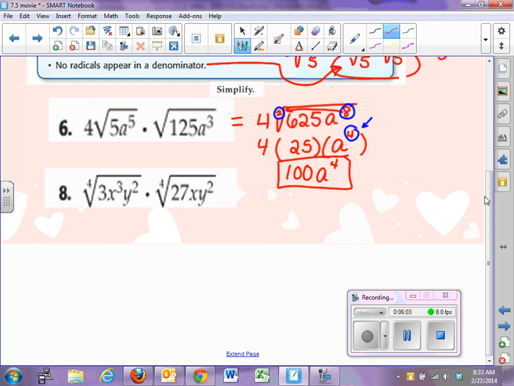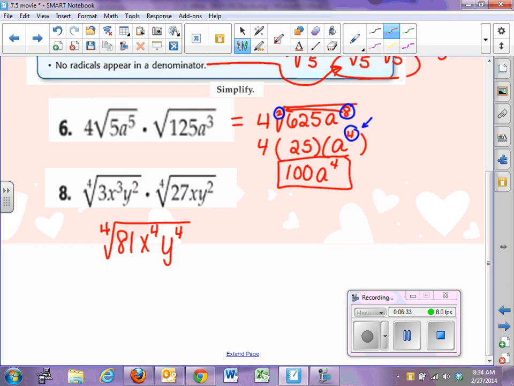The problem is the 4th root of 3x to the 3rd, y to the 2nd, times the 4th root of 27xy squared. So when I combine them, I still have the 4th root, which reminds me, if this was the 3rd root, I wouldn't be able to combine them. Didn't think of that. 27 times 3 is 81. X to the 4th, y to the 4th.